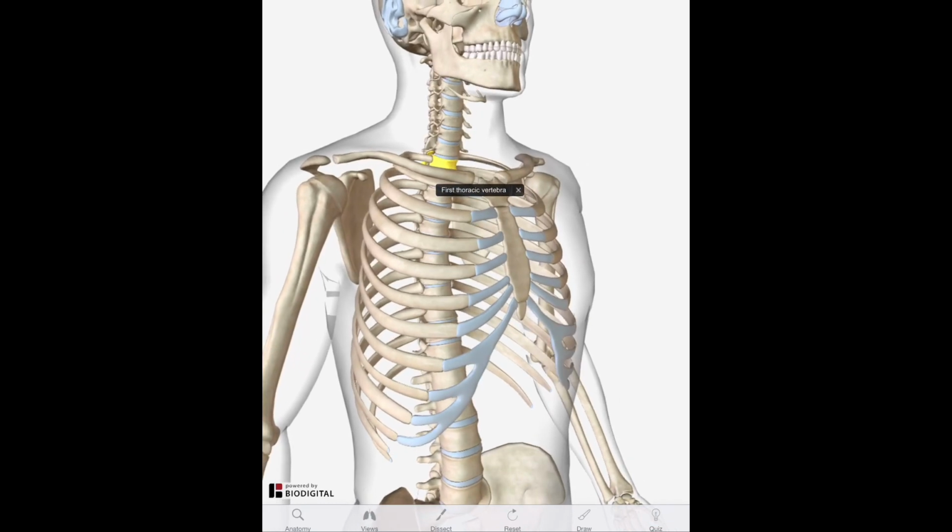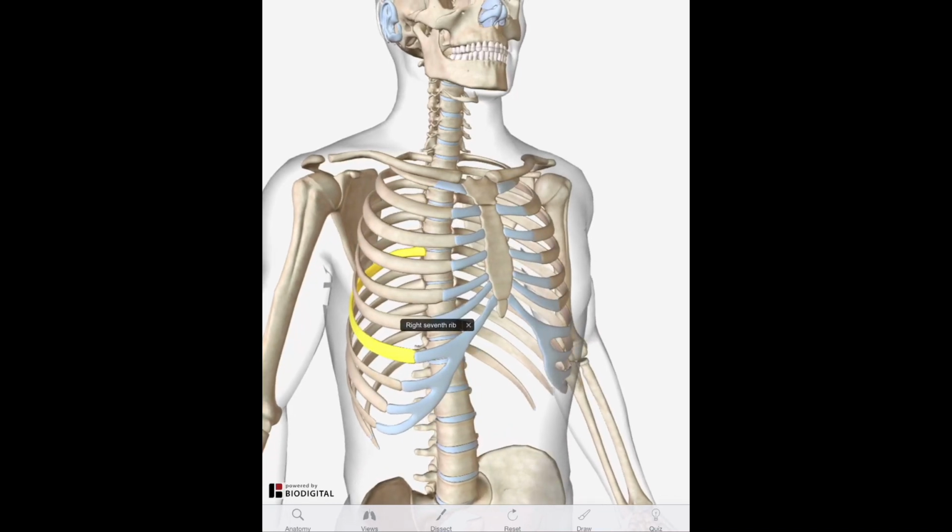The upper 7 ribs, first, second, third, fourth, fifth, sixth, seventh, articulate with the side of sternum through costal cartilages. 1, 2, 3, 4, 5, 6, 7 costal cartilages.